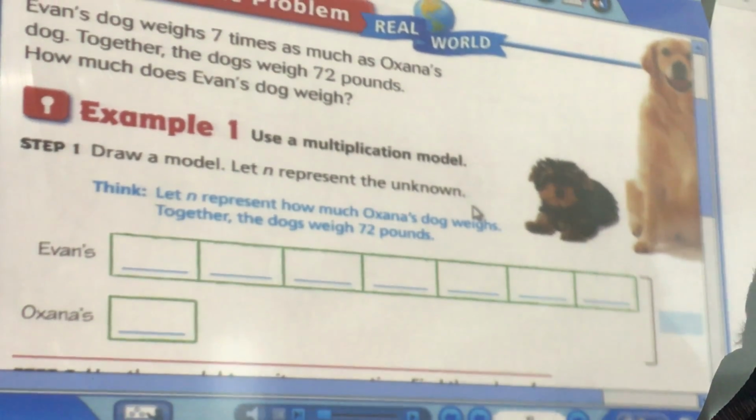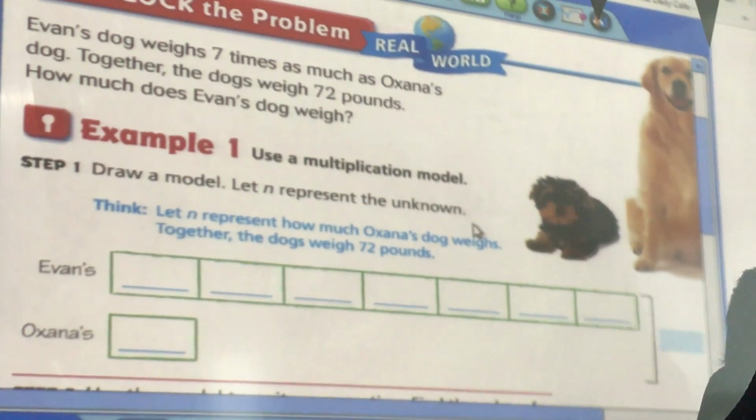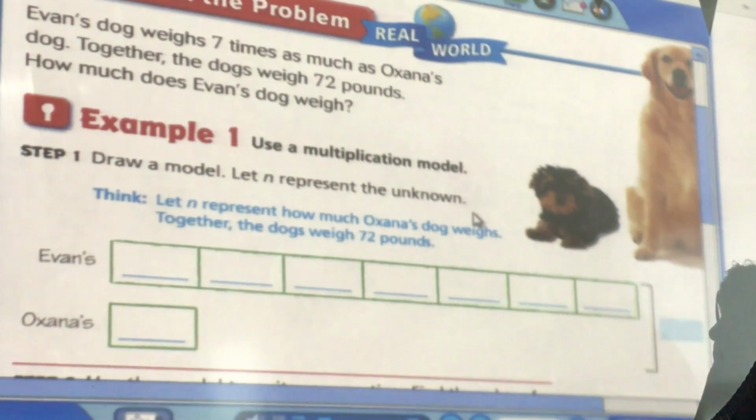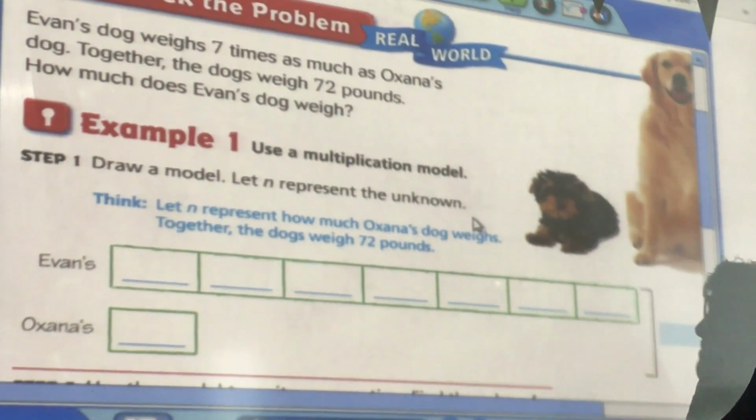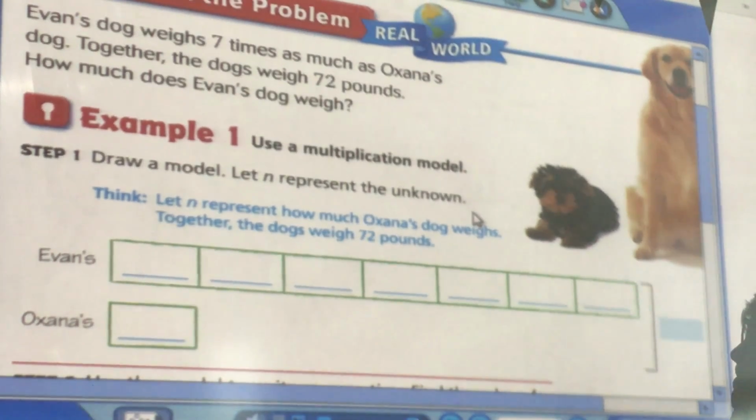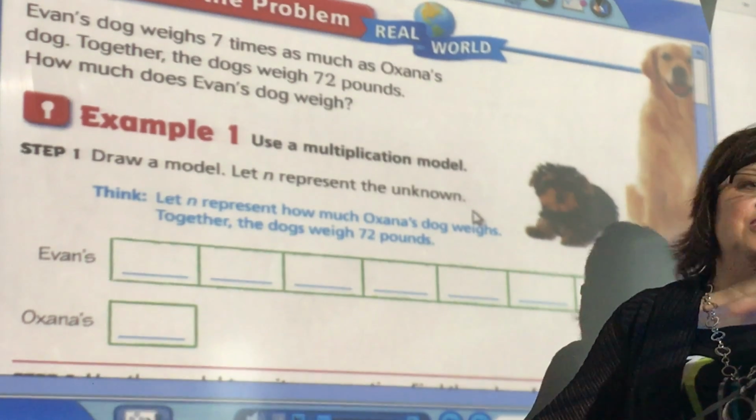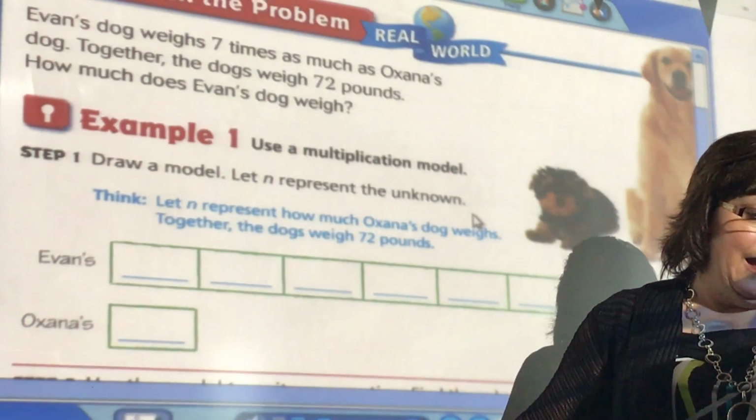Everybody, pencil in your hand, eyes looking at your paper, and I'm going to go ahead and read for you. Evan's dog weighs 7 times as much as Oksana's dog. Together the dogs weigh 72 pounds. How much does Evan's dog weigh?